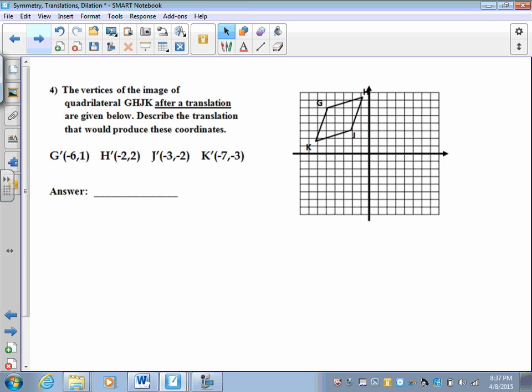Okay, this one you need to do on your own, and make sure you go check on the next one, dilation.